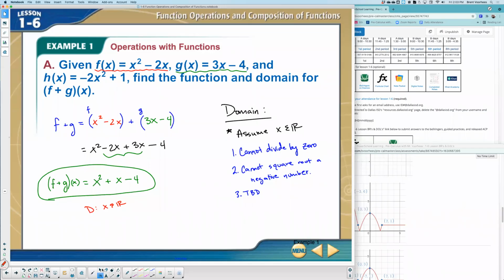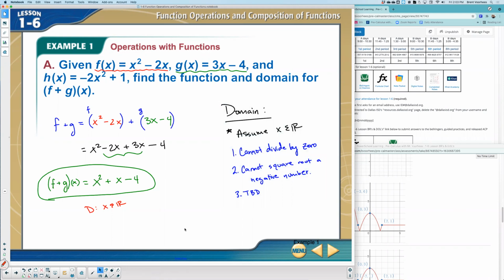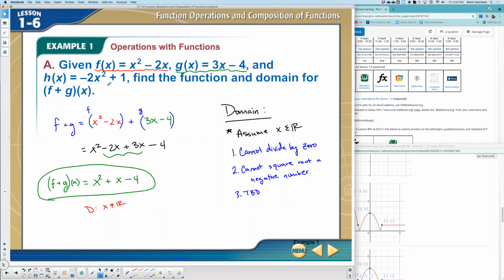All right, I'm going to copy these rules because I'm going to be using this throughout the day. So I'm going to copy those so I can paste them later. All right, let's now look at part B. Example 1B says, same problem, same setup, only one thing's different. It says, let's find f minus h. Notice it says f minus h. Does not say f plus g like the previous. This one says f minus h.